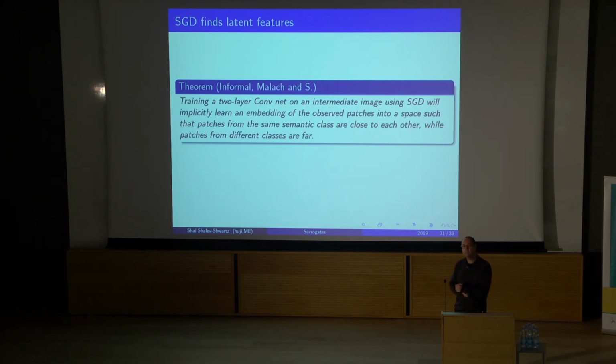So we indeed studied this distribution, and we found a rather surprising property with respect to the SGD algorithm. Informally, what we found is that if you train a two-layer convolutional net on some intermediate level description of this model, not something very close to the label, you train a two-layer network.